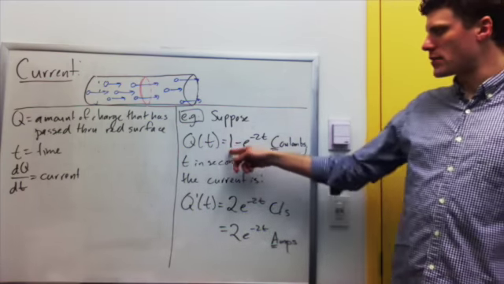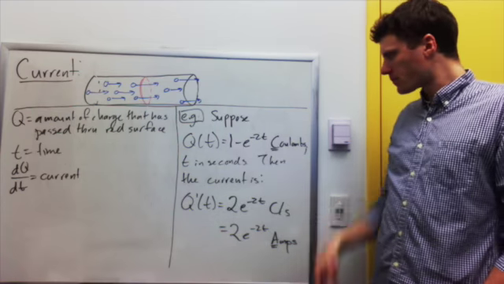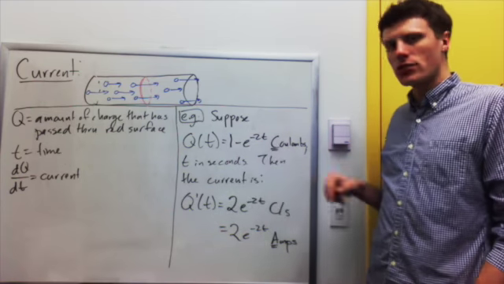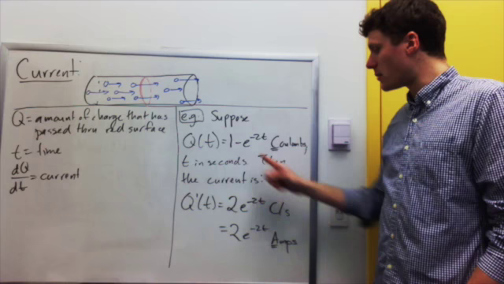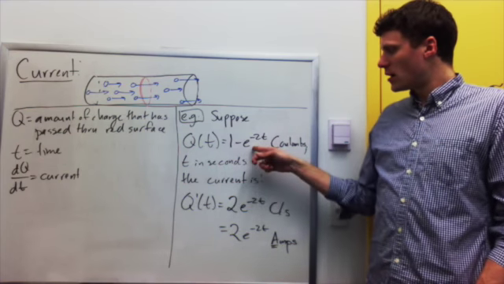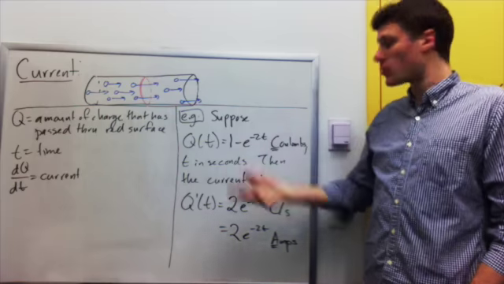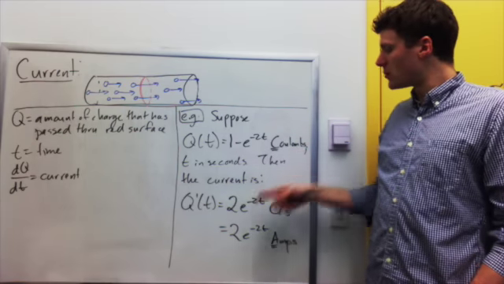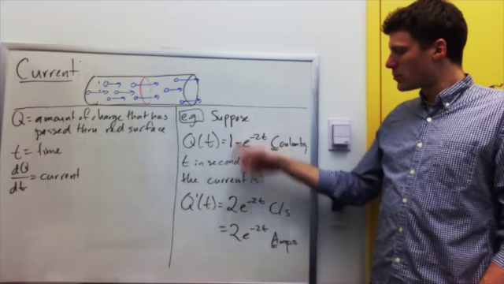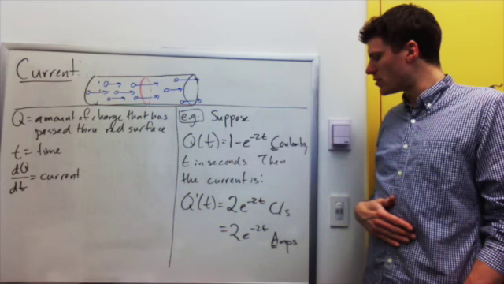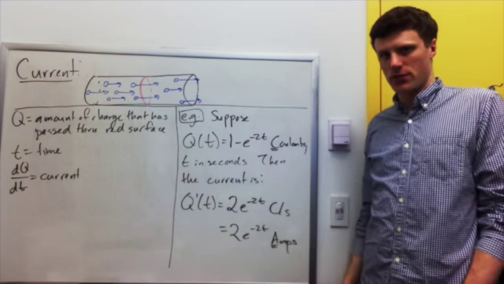So I take the derivative. The derivative of 1 is 0. The derivative of e to the minus 2t is, by the chain rule, I bring down the minus 2 in front, and e to the minus 2t, since the derivative of e to the whatever is e to the whatever. So I get negative 2 times e to the minus 2t, but there's a minus in front, so I get 2 times e to the minus 2t coulombs per second, which is amps.